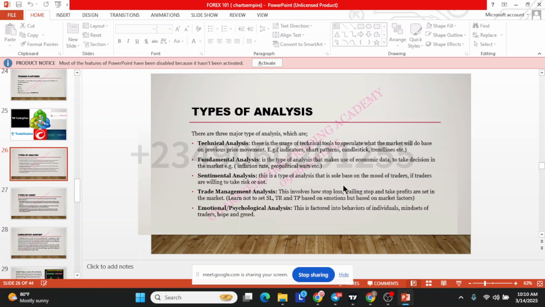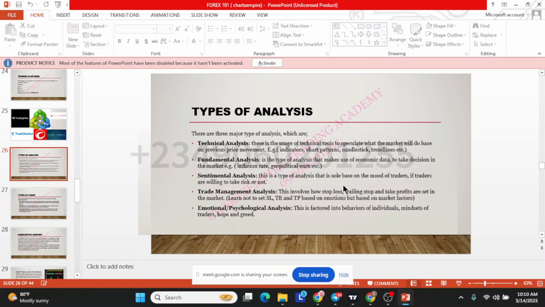If you buy a particular product today, you go there the next morning, they tell you that the price is no longer the same. So that is the inflation rate. This in turn will affect the strength of the Naira. That is fundamental based analysis.